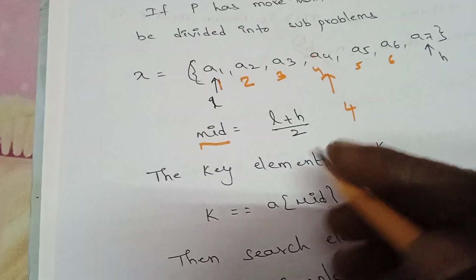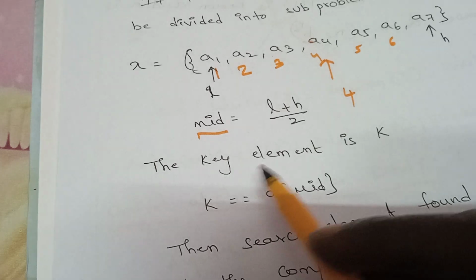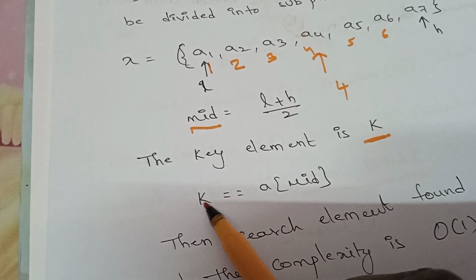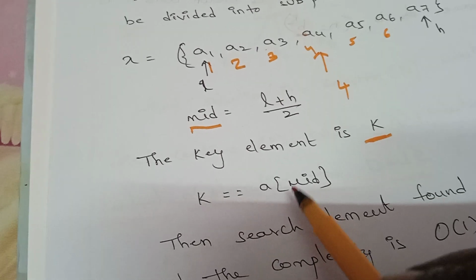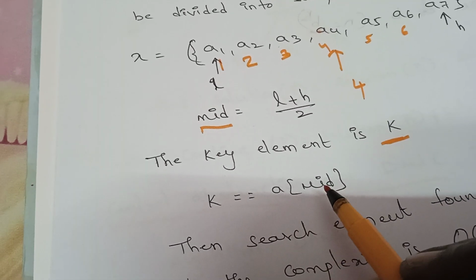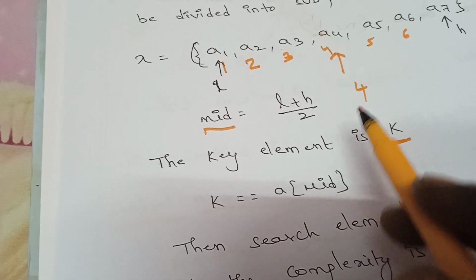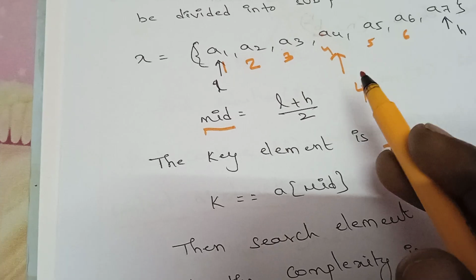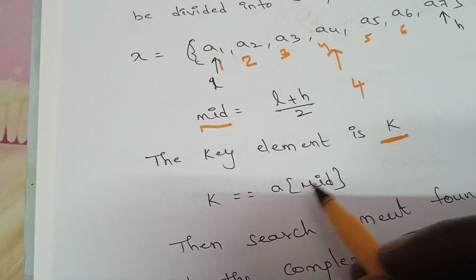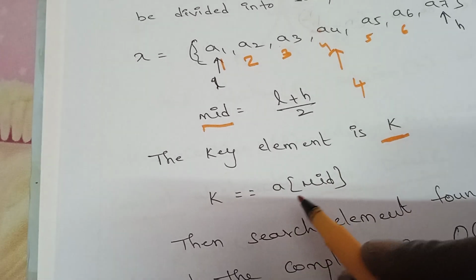So if my key element, my searching element, is k, then if k is equal to a[mid], that means the mid position is 4. a[mid] means the value which is available at the fourth index. The mid value is 4. a[mid] is the value available in this location.